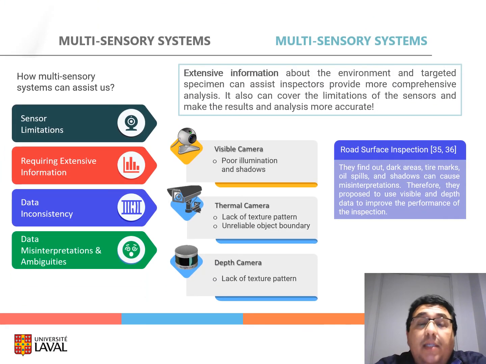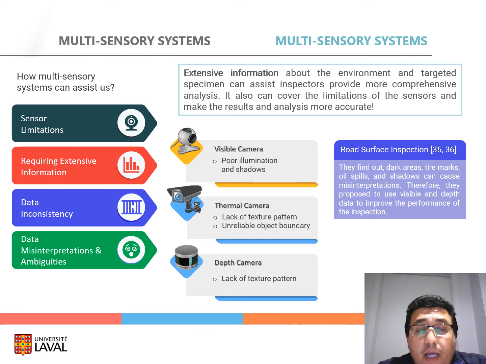Multisensory system is another area that is related to the scope of this project. Extensive information about the environment and targeted specimen can assist inspectors provide a more comprehensive analysis. It also can cover the limitation of the sensors and make the results and analyses more accurate. So the multisensory system can help us in different areas that we are mentioning some of them here.